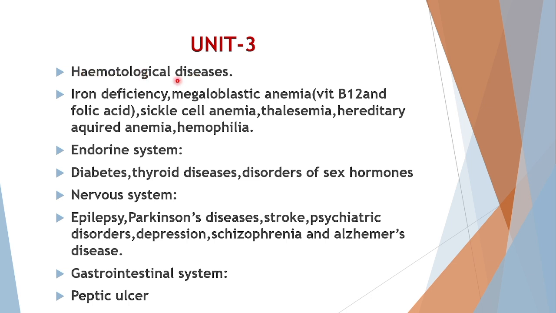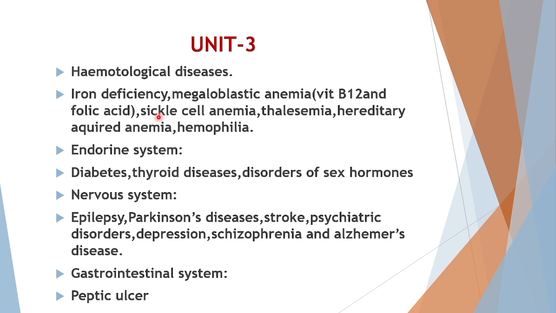Okay. First of all, iron deficiency. What is iron deficiency? Iron deficiency means the body is unable to get a sufficient amount of iron to supply its needs. That is called iron deficiency. What is megaloblastic anemia? Megaloblastic anemia is due to the deficiency of vitamin B12 and folic acid. Okay. This is megaloblastic anemia.